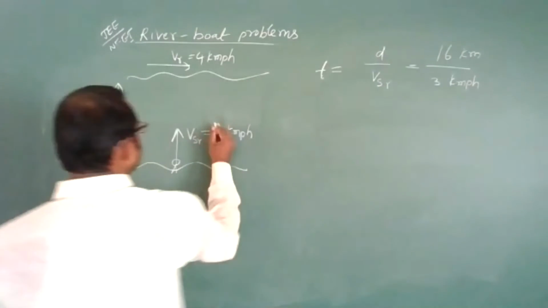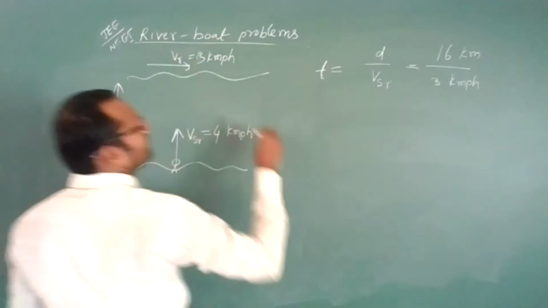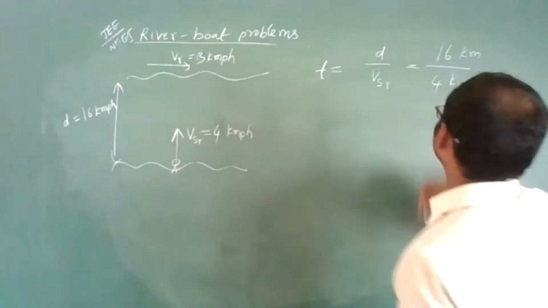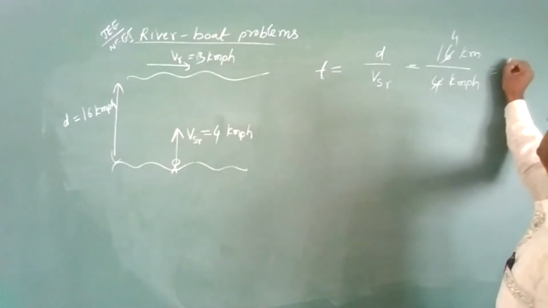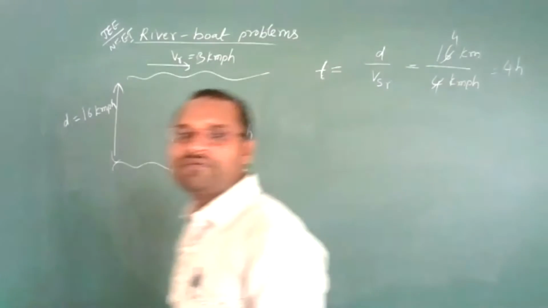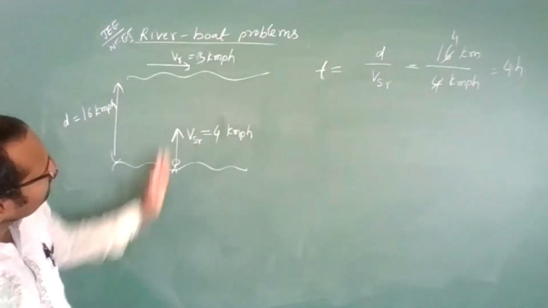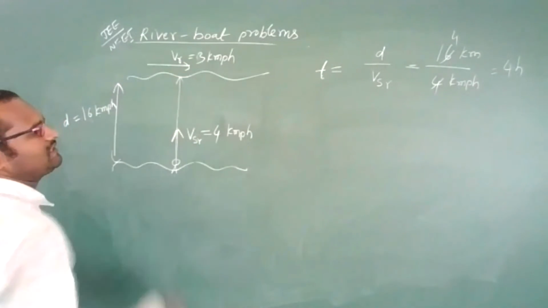Okay. 3 divided by 16. No. So let us take this as 4 and this is 3, so you get a perfect answer. 4 into 4 is 16, so 4 hours. He will take 4 hours to cross this river.